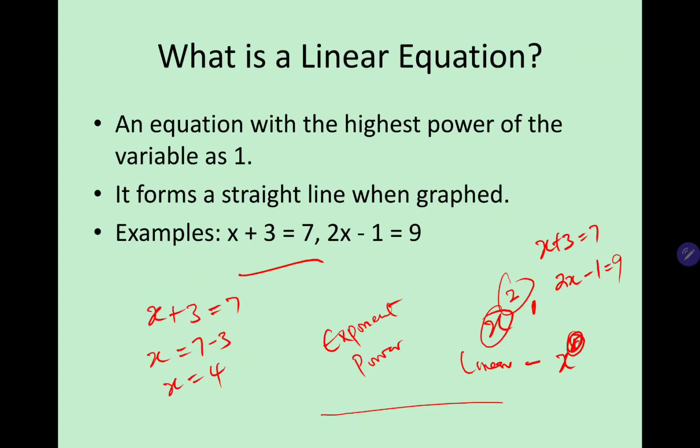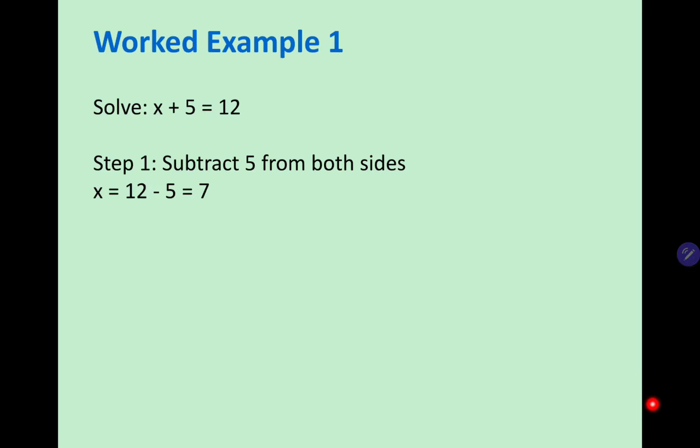The second one, 2x minus 1 is equal to 9. This means that 2x is equal to 9 plus 1, and 2x is equal to 10, and x is equal to 5. So that's linear equation for you. Believe me, any linear equation you have and you follow this format, you arrive at the answer. It's as simple as that. Mathematics is the simplest thing you can do in life.